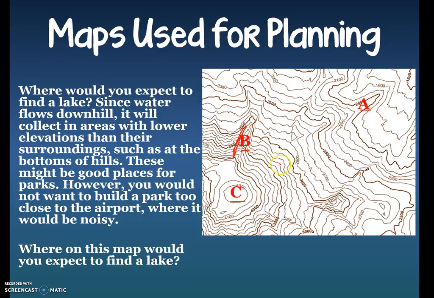A would definitely be a possibility because it looks like as the water would flow downwards here, it flattens out right here, and this might be a place where a lake could form. It could possibly form at C, but C is probably the top of a mountain, which is usually, as we talked about, smaller and steep, so it would probably not be at C.